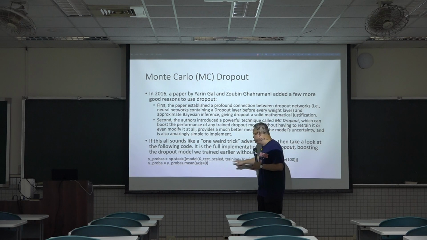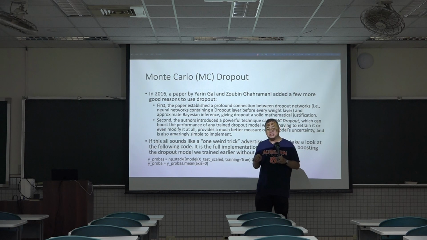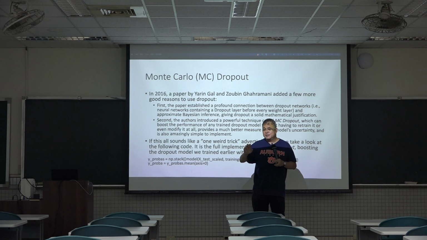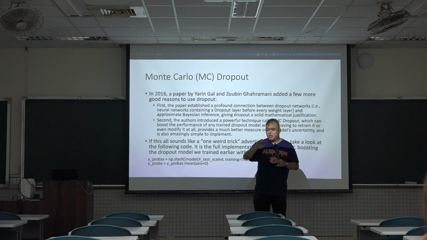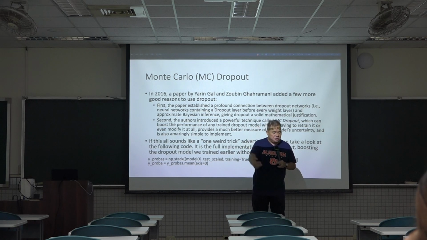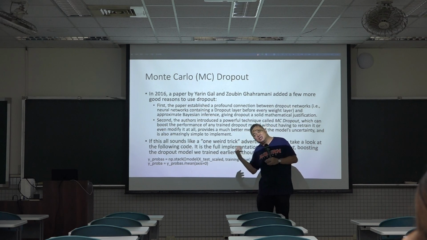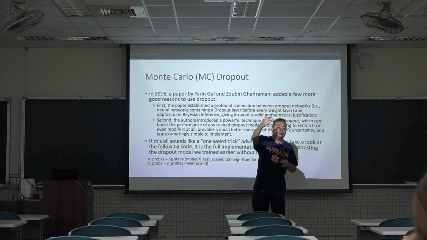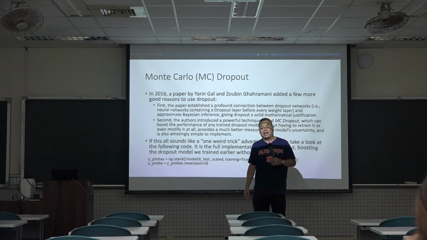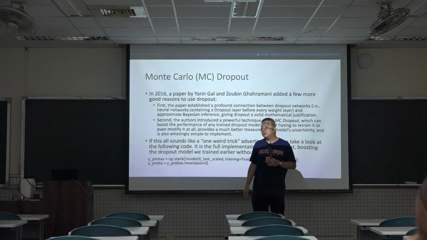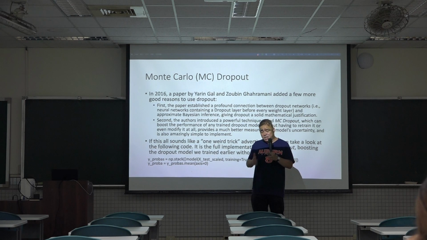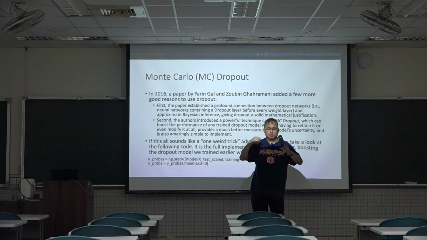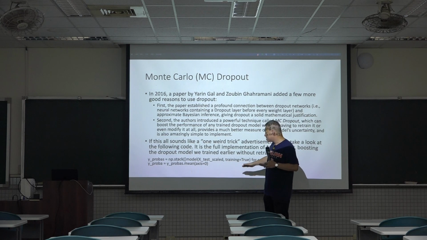So every time this model tries to do the inference, some neurons will be dropped. Even if you use this trained model to do inference for the same instance 100 times, you are going to get 100 different results, because every time the model has different neurons dropped.